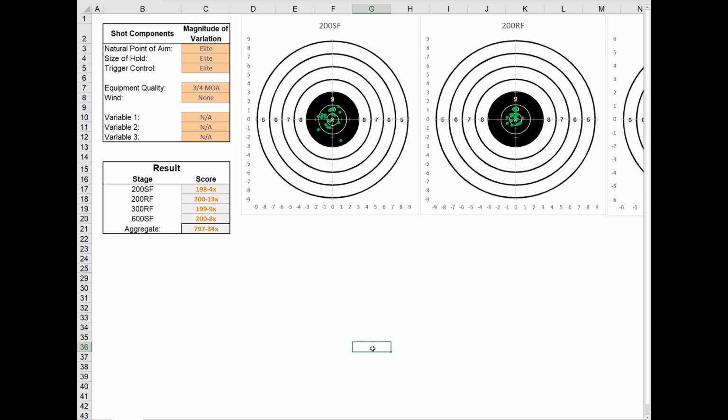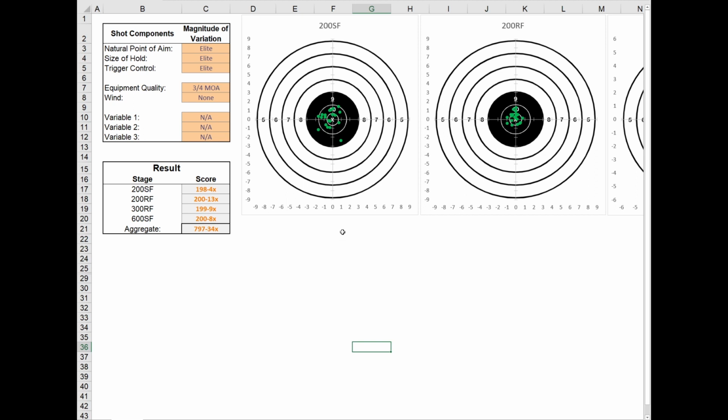Just a quick recap of what this spreadsheet is and how it works. In this main sheet where we enter information, each shot has components: natural point of aim, the size of the hold, and the trigger control, as well as other shot components. Each of those components has a magnitude of variation. For example, your intent is to shoot at the very center of the target. I'm sure that is the intent.